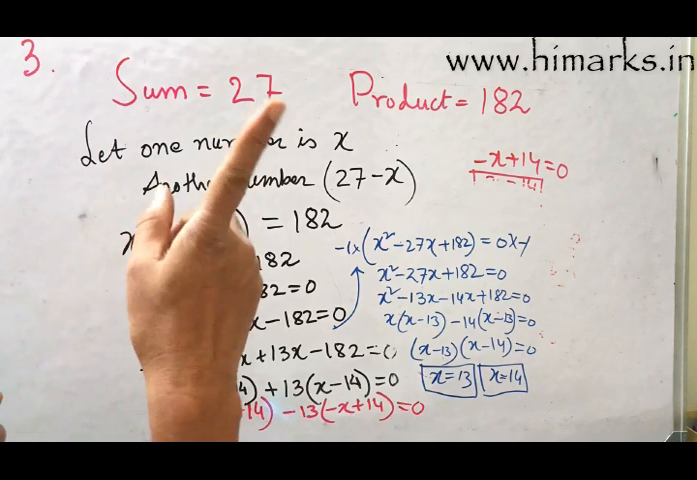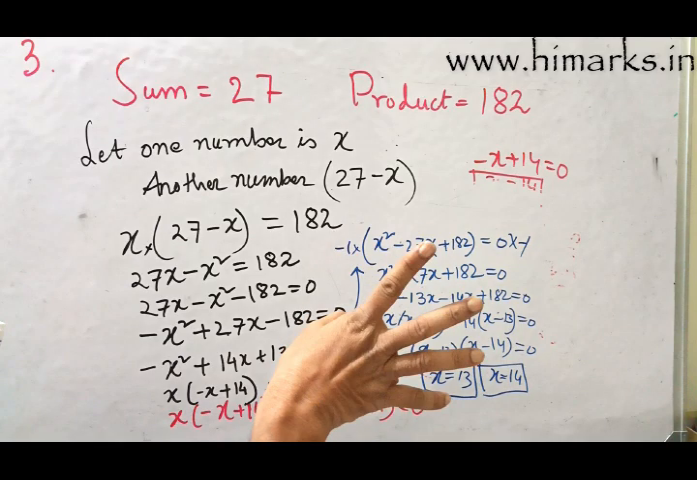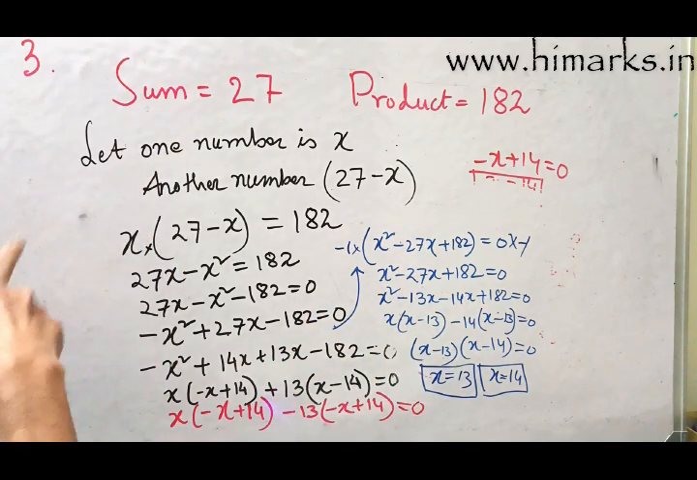Okay, these are the few tricks where things become easier. So the question was that the two numbers, those numbers are 13 and 14, whose sum is 27 and product is 182.